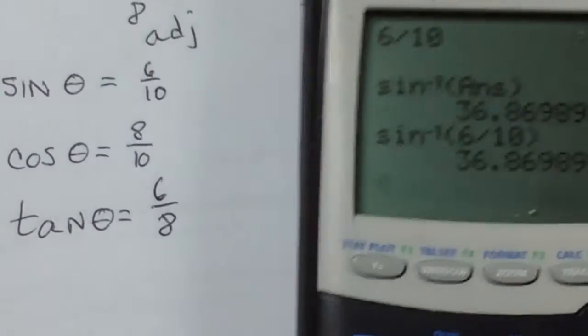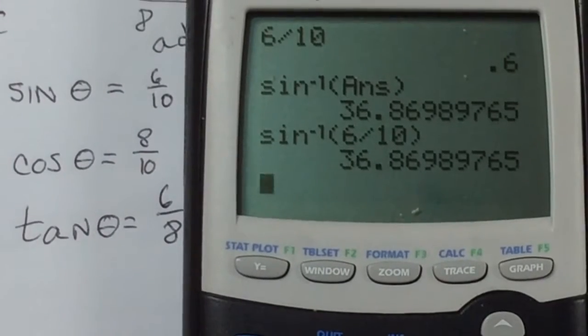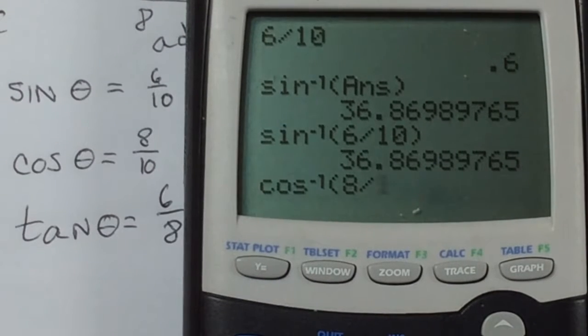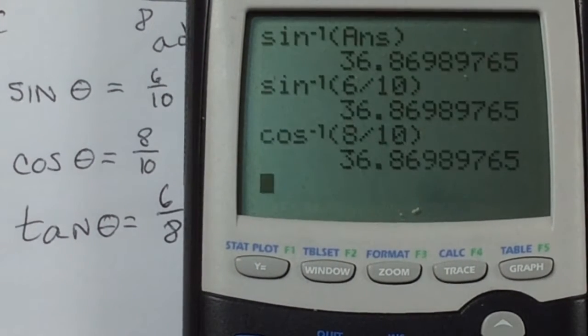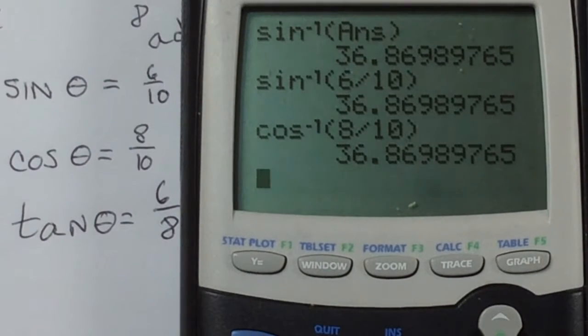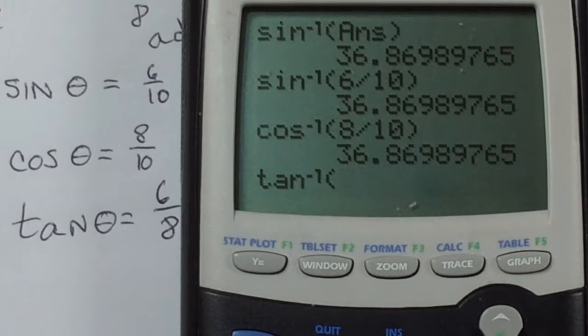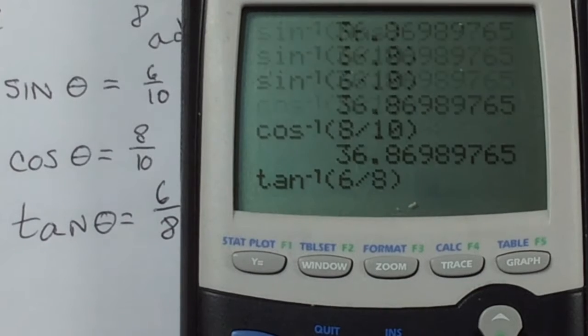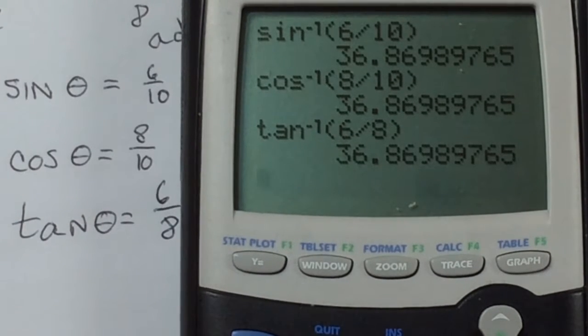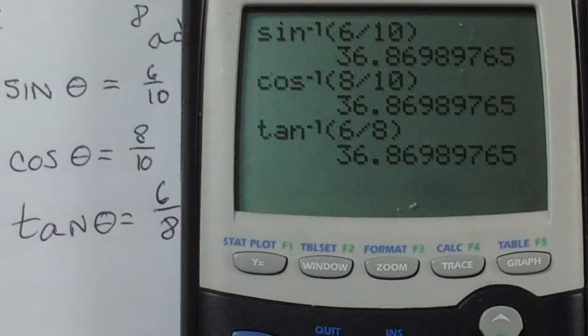Not only that, but if we did the cosine, shift cosine, 8 divided by 10, close parentheses, equals, hey, it's the same angle. Let's try one more. Shift tangent, so we're getting the inverse tangent of 6 divided by 8. It's still the same angle. So the angle we were looking for was 37 degrees.